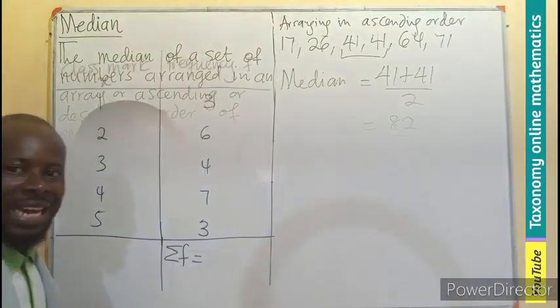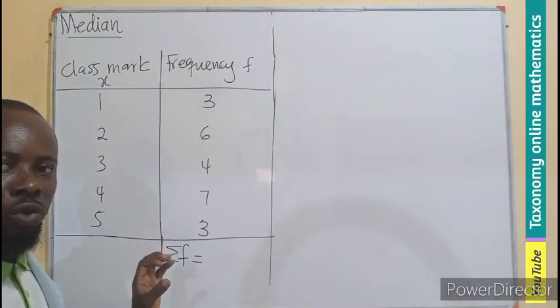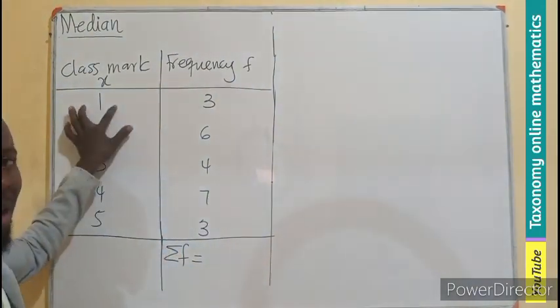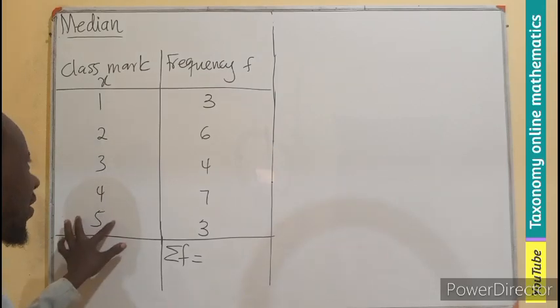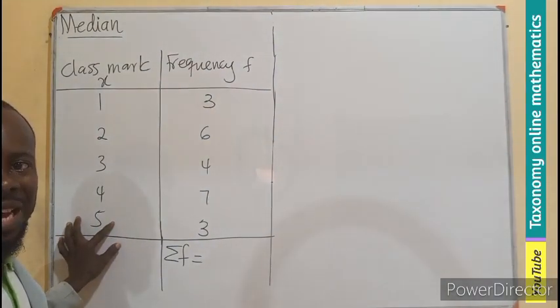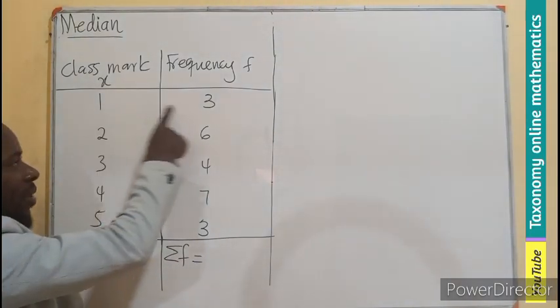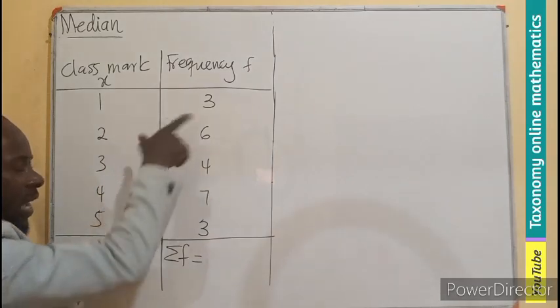Okay. So in the case of a frequency distribution, whereby this is also not grouped in terms of interval, we have been given this as values that are not in interval. Well, how do we find the median from here? The 1 is appearing 3 times, the 2 6 times in that order.